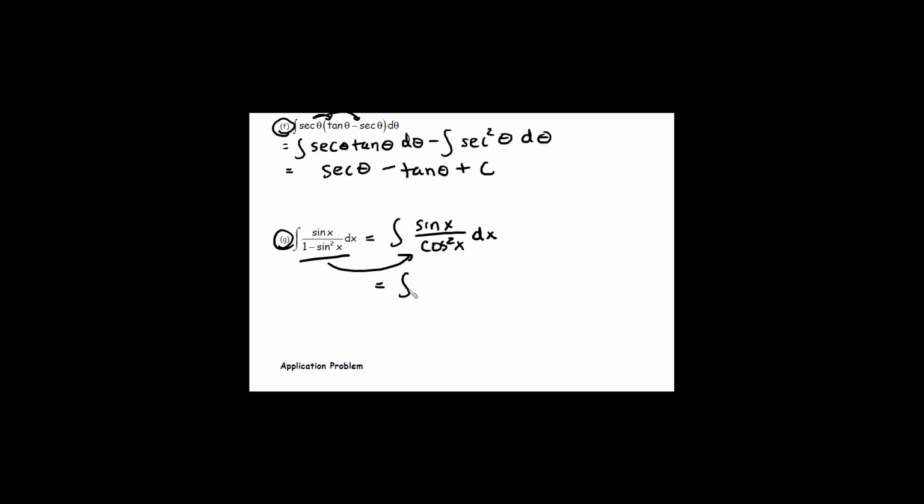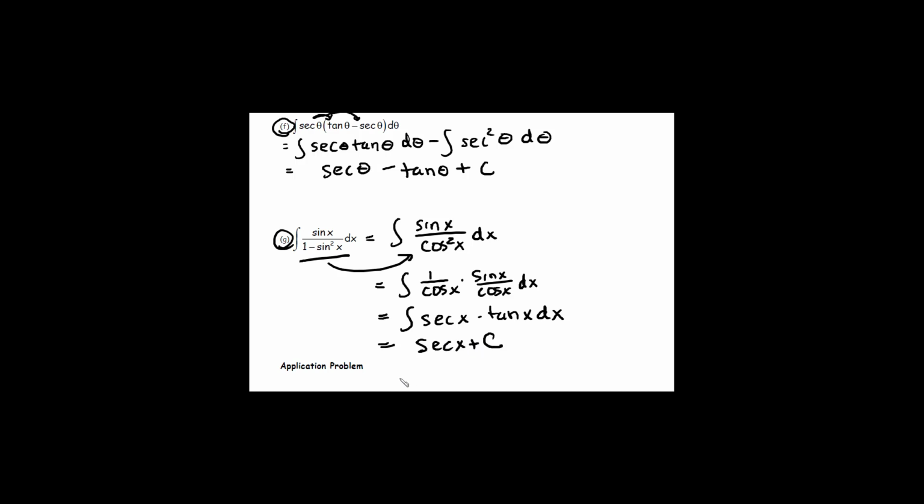And then we'll break this up into the integral of 1 over cosine of x times sine of x over cosine of x dx, because that's still sine of x over cosine squared x. Cosine x times cosine x is cosine squared x. And 1 over cosine of x is secant of x, and sine of x over cosine of x is tangent of x dx. And by the integral rules, the integral of secant x tangent x is just secant of x plus c.